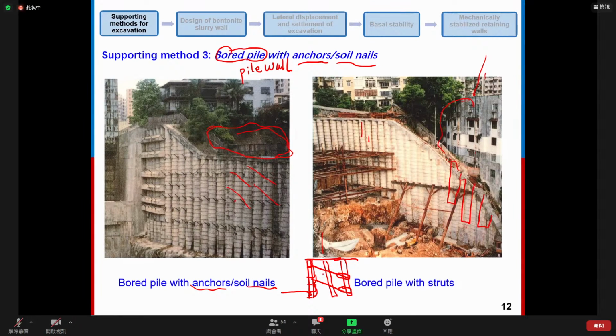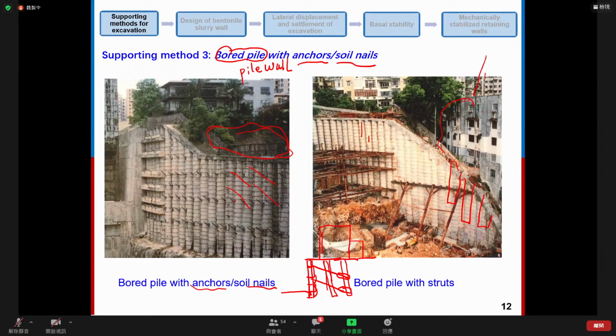If we have a pile foundation here, usually we don't use soil anchors or soil nails anymore, because the installation of the soil nails is going to damage the pile foundation of the adjacent building. Also, as we know, in Hong Kong we don't have enough space, so it's highly unlikely to find a place to do excavation without surrounding buildings. So usually we don't use bored pile walls with soil nails for excavation.